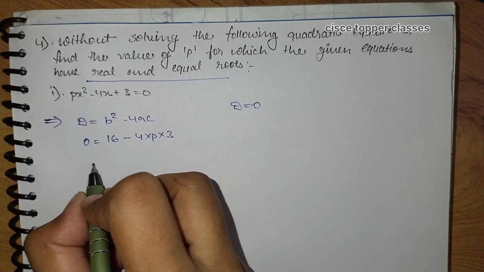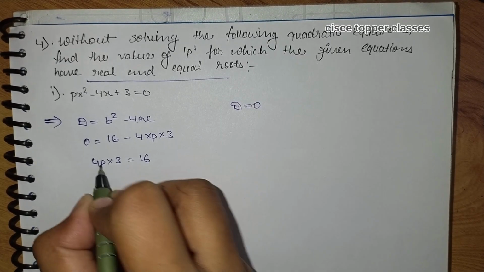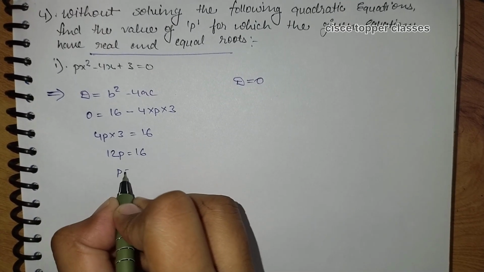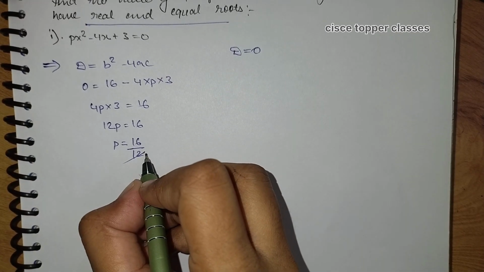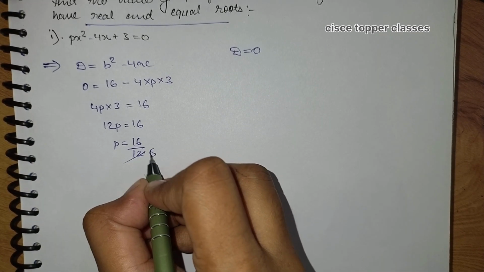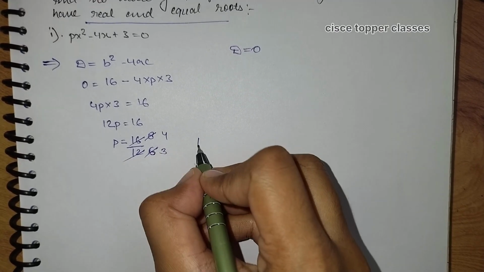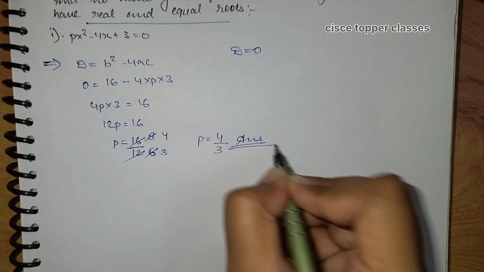So that will become 4 into p into 3 equal to 16. 4 threes are 12, so 12p equals 16. P will be 16 by 12. If we solve this part, it will be cancelled out by 4. So p is equal to 4 by 3, which is the answer to question number 4 first part.